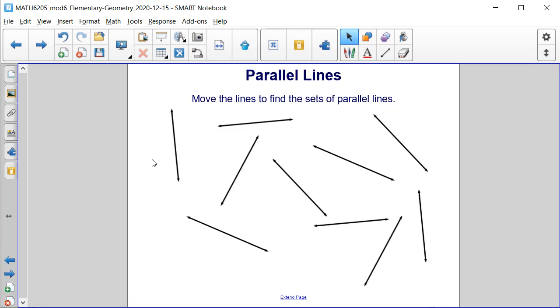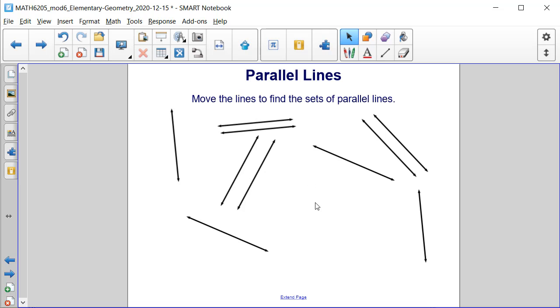Move the lines to find the sets of parallel lines. Let's see, I have this one. Okay, those two look to be parallel. Let's see, another one that's kind of going this way is down here. So if I pull it, yep, those two are definitely parallel. Okay, these two look to be parallel.